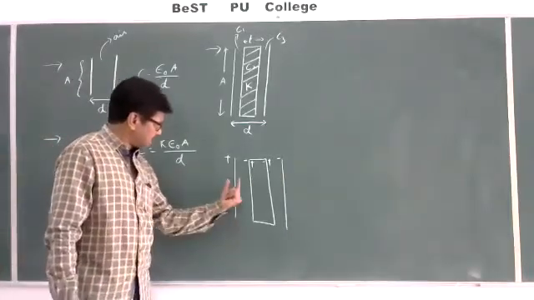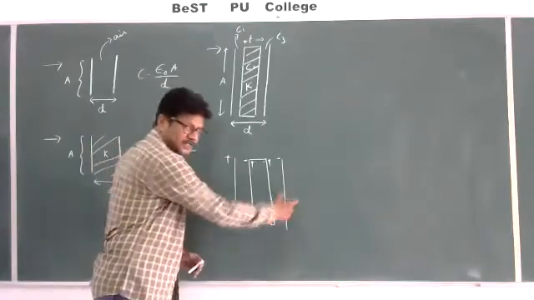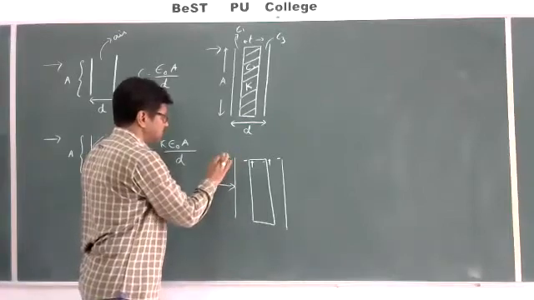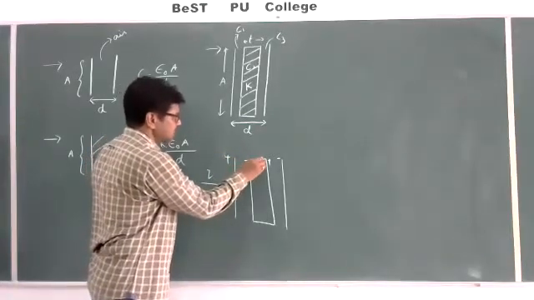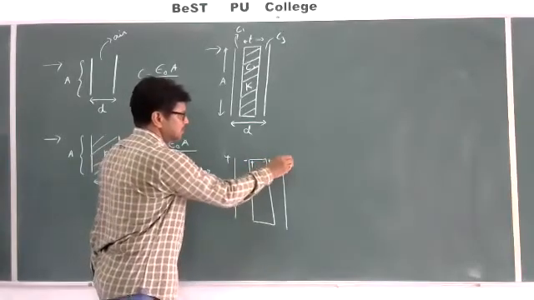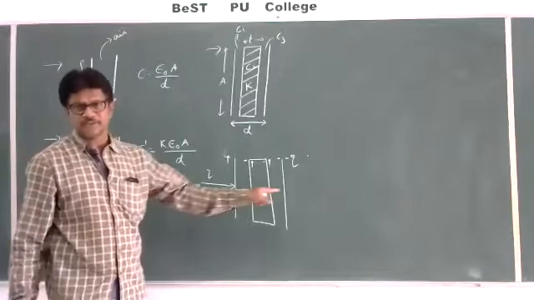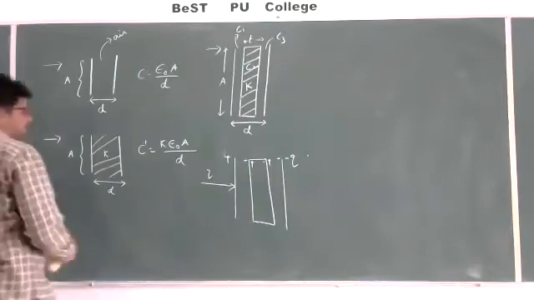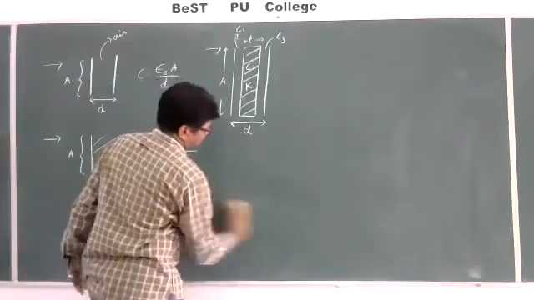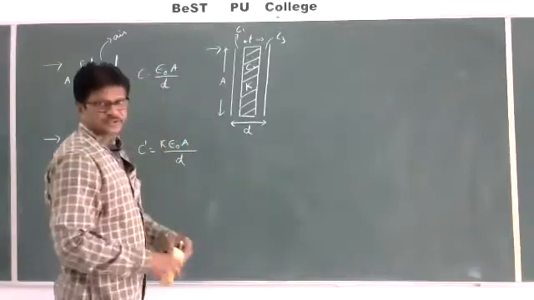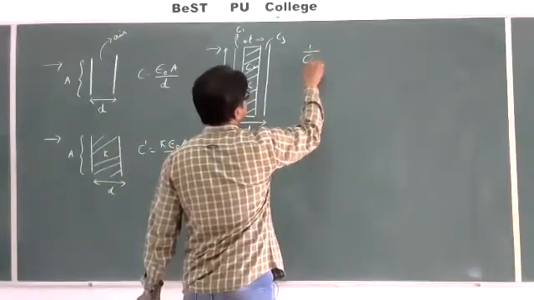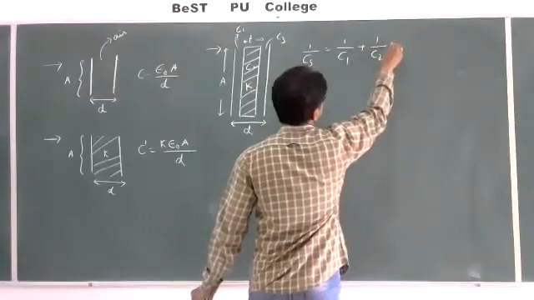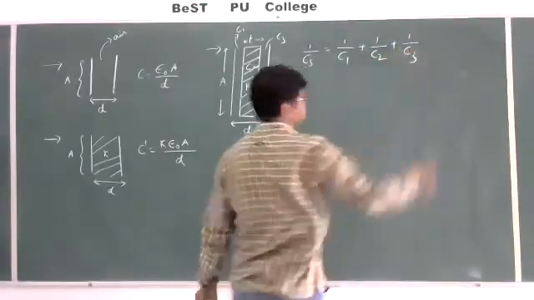Now the capacitors are arranged side by side. That is nothing but, once you give a charge Q, here plus Q, minus Q, plus Q, minus Q, plus Q, minus Q, like that, finally it will be a series combination. In case of series combination, the formula to find the effective capacitance is 1 by Cs is equal to 1 by C1 plus 1 by C2 plus 1 by C3.